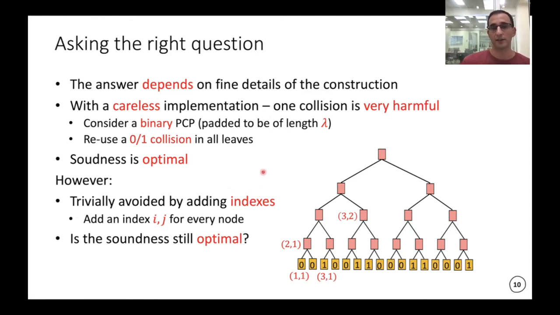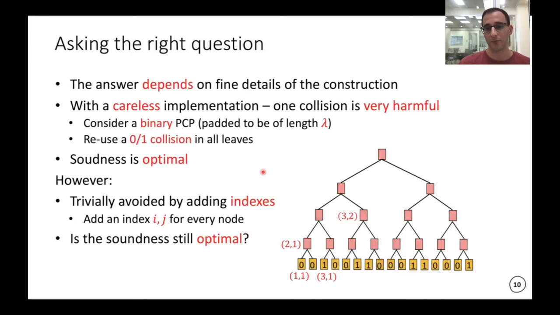And now you can ask, is the soundness optimal? Let me just mention that once I find a collision here, I can't reuse it here, because the prefixes are going to be different. So a collision here doesn't give me anything here, and if I want to find a collision here, I have to work again and find a new collision. So I cannot reuse my computation, and more importantly, I cannot reuse the success probability. If I had some success probability of finding a collision here, the probability that I find many, many collisions is going to decrease very fast.